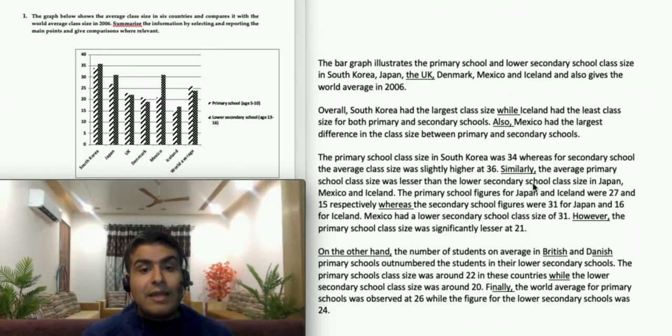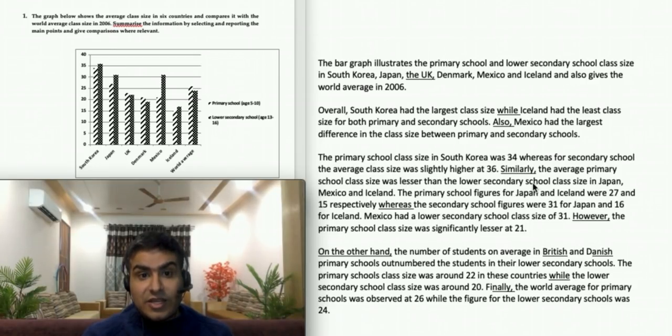For example, they might understand in their head why they're using similarly, but the examiner also has to be told that. So after writing similarly, do tell, like for example, the primary school class size was lesser than the lower secondary class size in these countries as well. So that's what I've done. Then you give the data for these countries, and finally you can cover the data for the last country, that's Mexico. After you're done with this, you start the second paragraph.